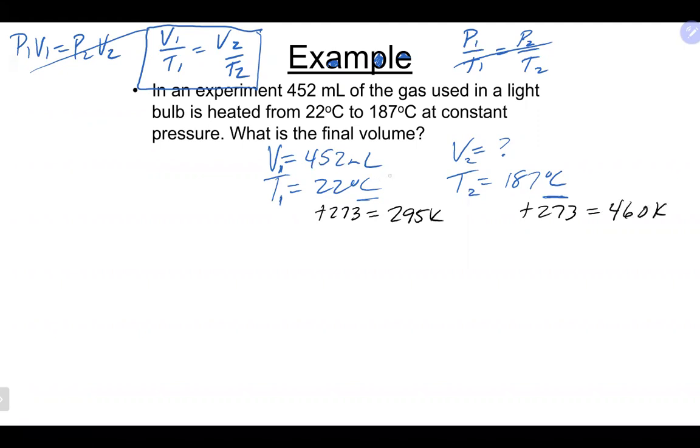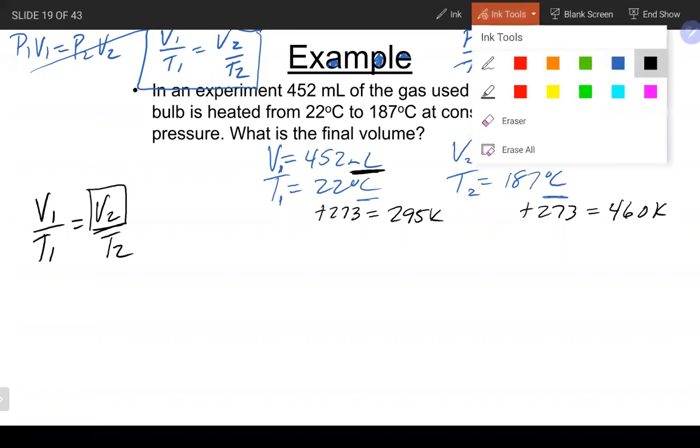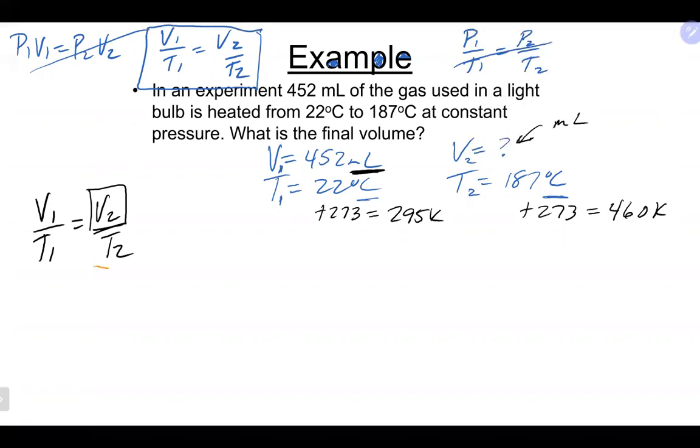Now, in terms of units of our volume, it doesn't really matter. All this means is when I solve for the volume here, it's going to end up being the same unit, so it'll end up being milliliters when we're all said and done. So we'll take our V1 T1 equals V2 T2. In this case, we are looking to solve for V2, so that means we do need to move T2 to the other side. Again, the quick way is it's on the bottom, so it's going to end up on top when we move it over. That would give us V1 times T2 divided by T1 equals V2.